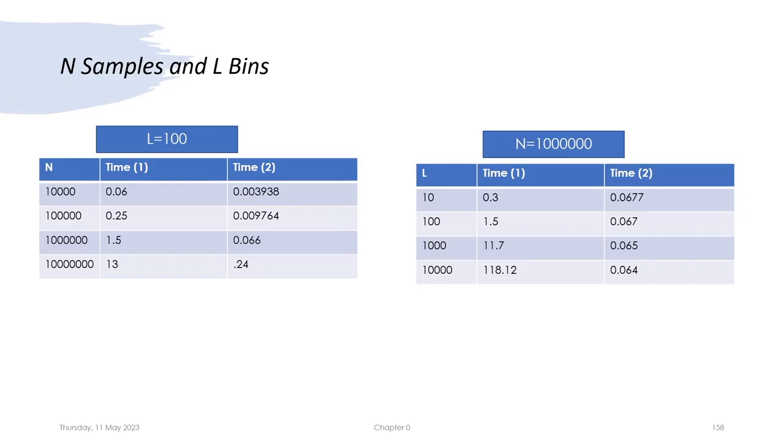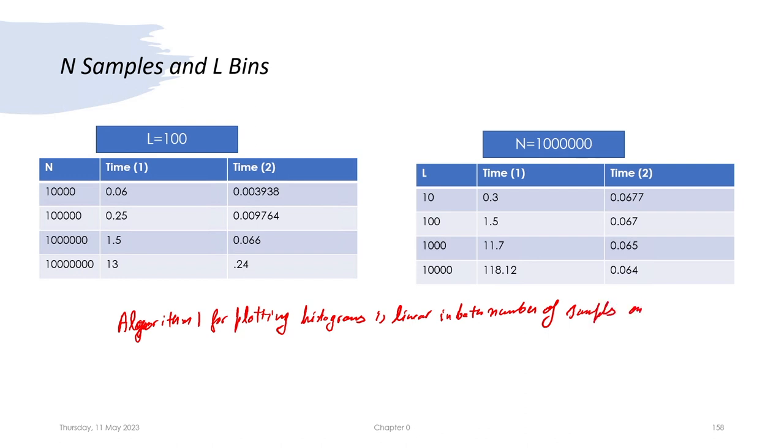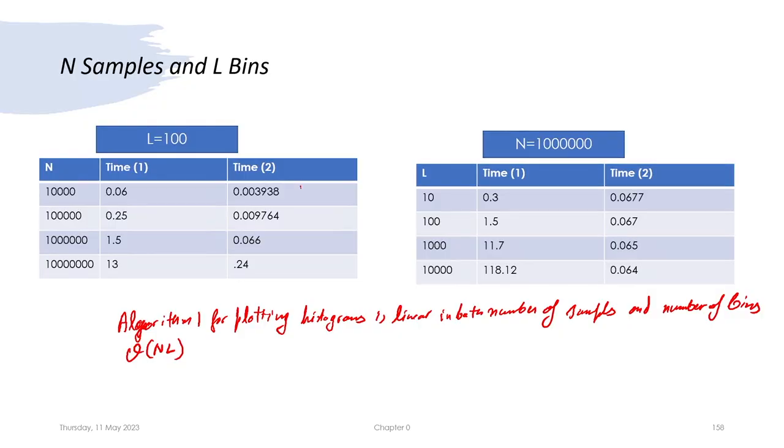So we had earlier from our little analysis concluded that algorithm 1 for plotting histograms is linear in both number of samples and number of bins, order of NL. So the computational complexity of the first approach increases both with the number of samples and the number of bins, but the computational complexity of the second approach only depends on the number of samples. So in the first table it increases, and in the second table it remains constant.